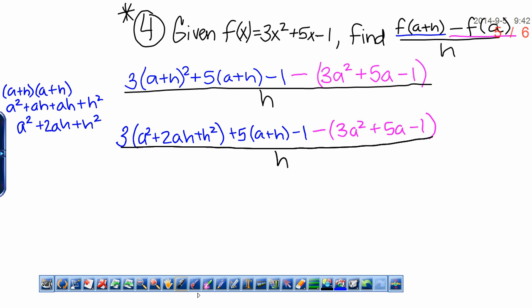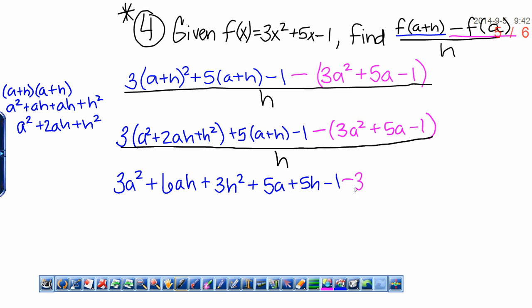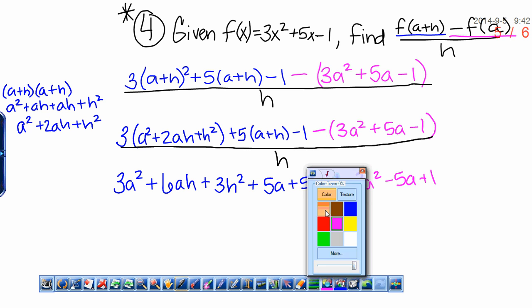Okay, now what do you think we're going to do? How about distribute everything? All right, let's start distributing. What am I going to get? 3a squared plus 6ah plus 3h squared plus 5a plus 5h minus 1. Good. Okay, now we distribute our secret negative 1 here, right? So this is minus 3a squared minus 5a plus 1, all over h.